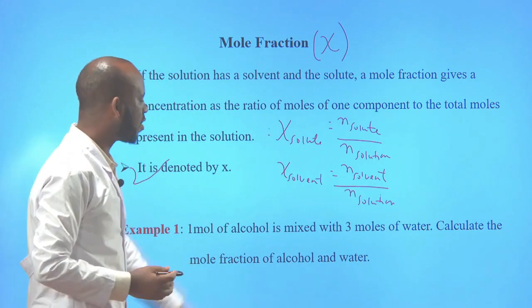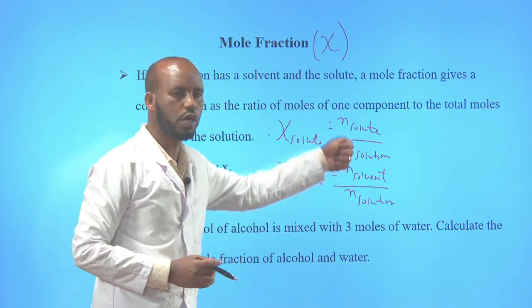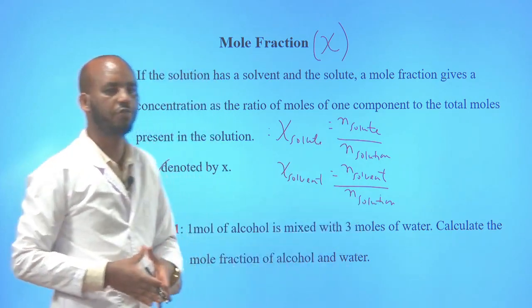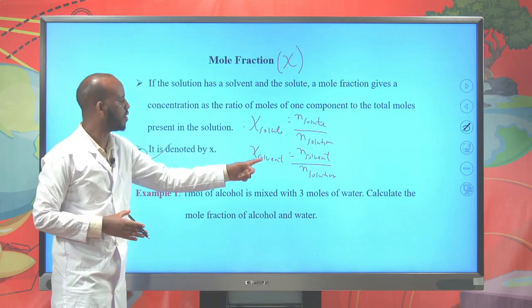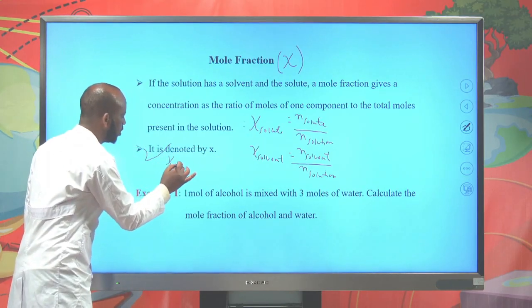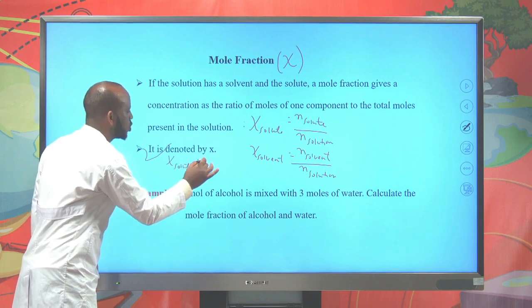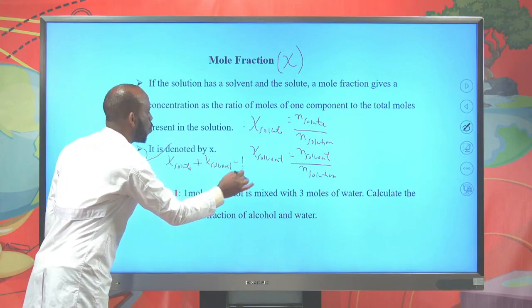Note that number of moles of solution is the sum of number of moles of solute and number of moles of solvent. Mole fractions add up to give 1. Therefore, mole fraction of the solute plus mole fraction of the solvent equals 1.